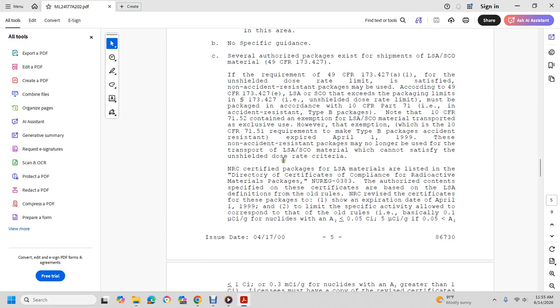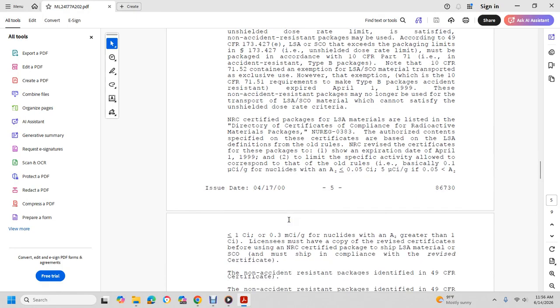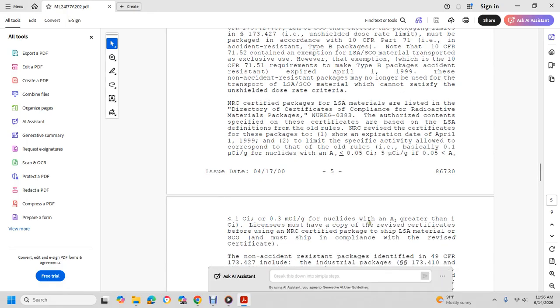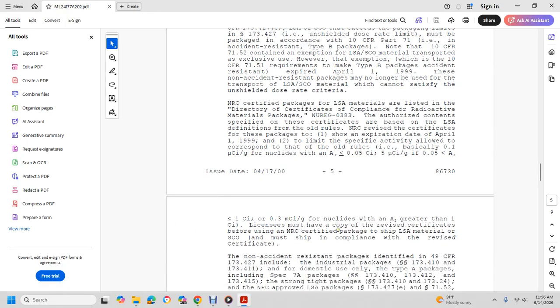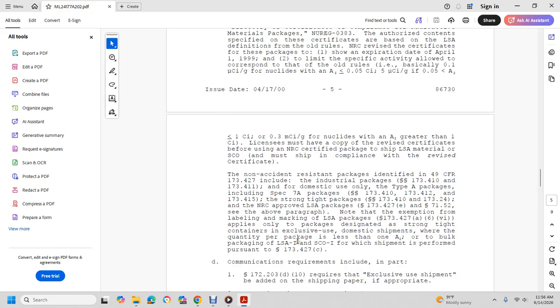The Nuclear Regulatory Commission certified packages for LSA material are listed in the directive of the certificate, compliant with the radioactive material package, such as the Neurogem GL383, with the authorized content specified in the certificate based on the LSA definition. Under the new rules, the NRC revised the certificates of these packages. One shows the expiration date of April 1st, 1999. Limits of the activities allowed correspond with the old rules. Licensees must have a copy of the revised certificate before the NRC-certified package is used. LSA material and contaminated objects must ship with a compliant revised certificate.